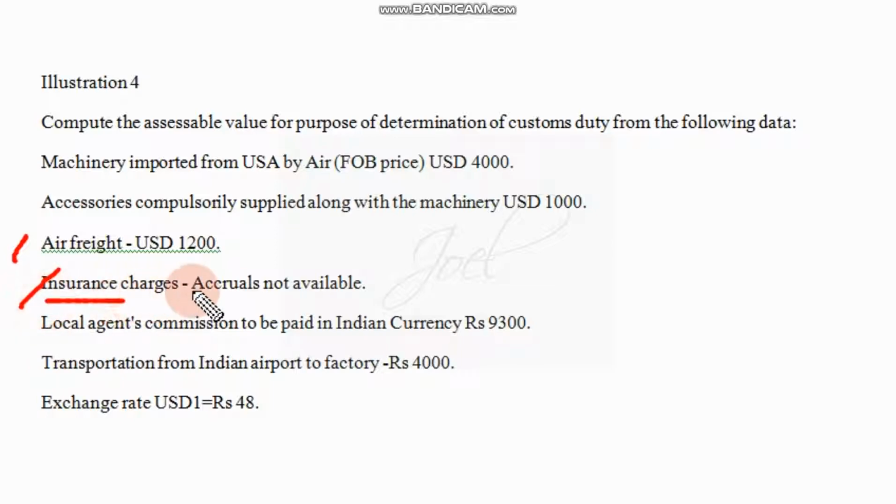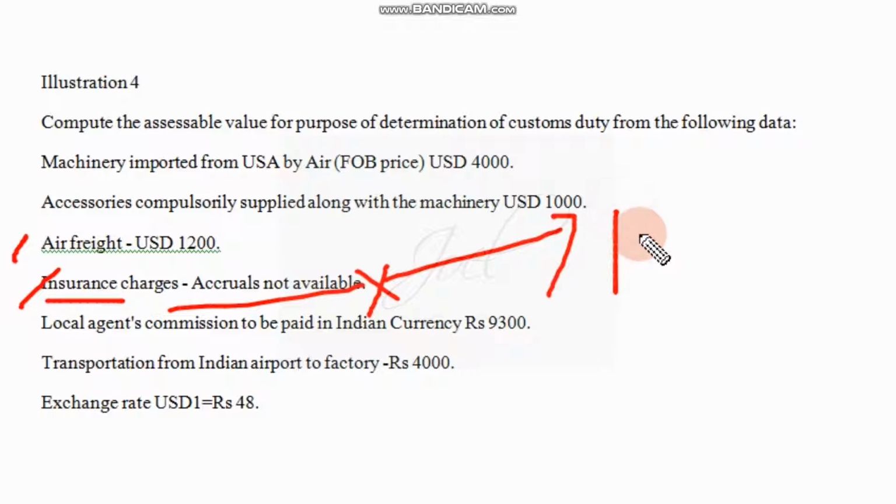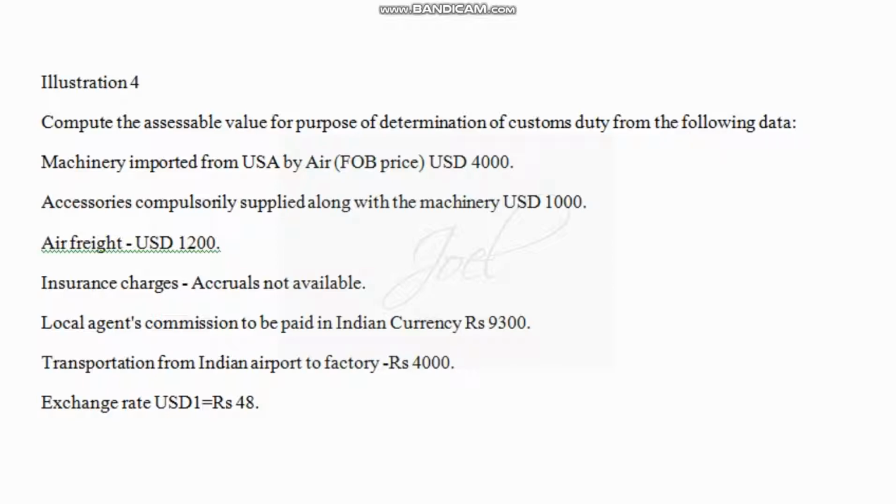Next, insurance charges. Insurance is not available, so information is not given here. So when the information is not given, we cannot ignore it. We have to calculate and we have to write. It is 1.125% of FOB price. 1.125% of FOB price we have to calculate as insurance when insurance amount is not given. If it is given, that amount directly we are writing. But when it comes to freight, if it is normal freight, waterways or roadways, then in that case also as it is we will write. But when it is air freight, we have to compare. It should not be more than 20% of FOB price.